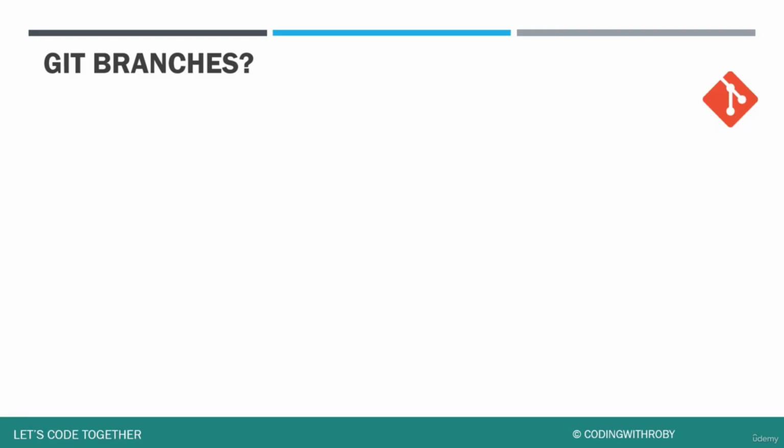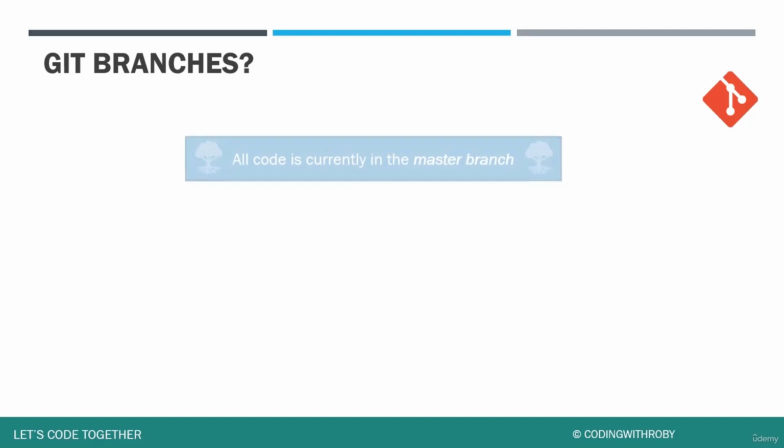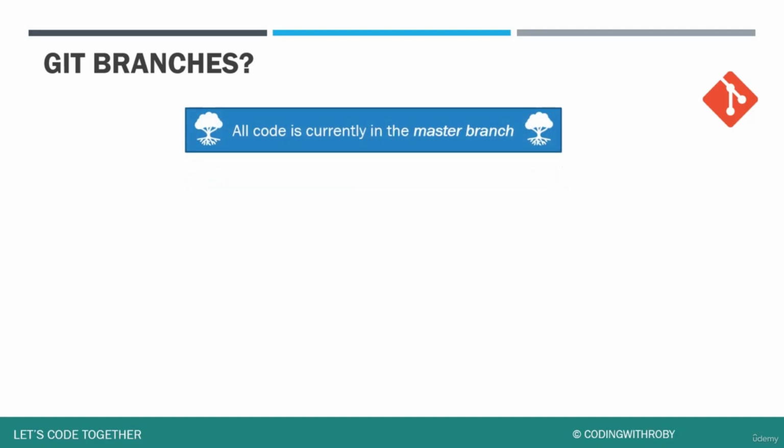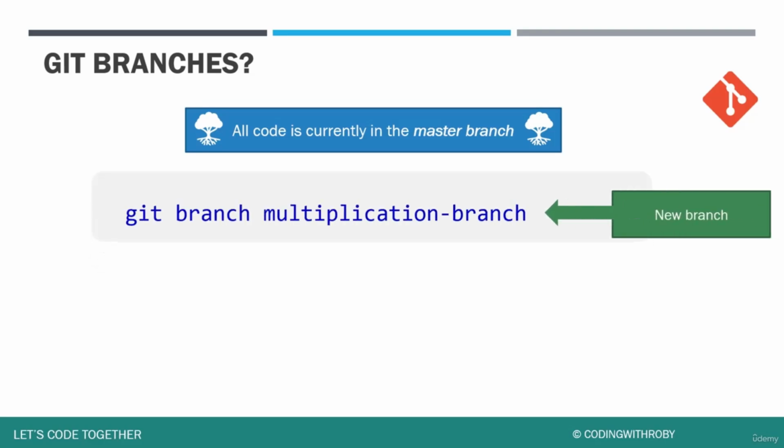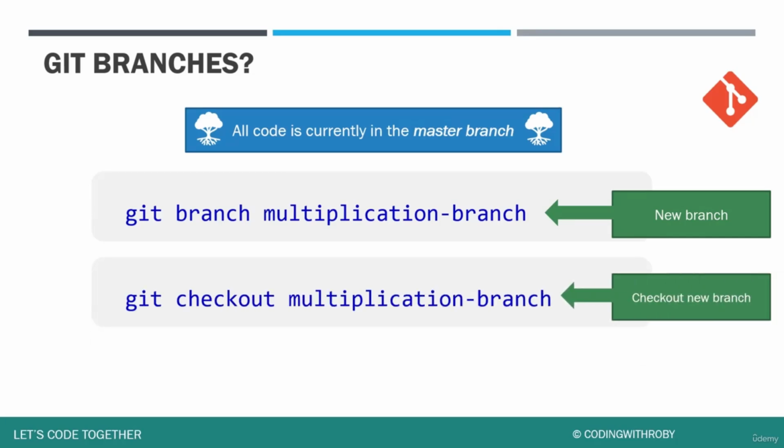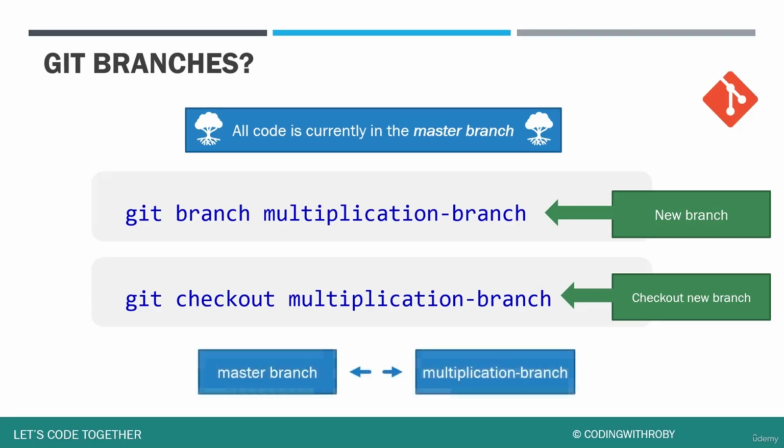Now, what will we have to do to our current application? Currently, our entire application is sitting on the master branch. The first thing we need to do is to create a new branch by typing git branch multiplication-branch. This will create a new branch for us, and now we need to check out the branch by typing git checkout multiplication-branch. With this, we now swapped out our master branch with our new multiplication branch.